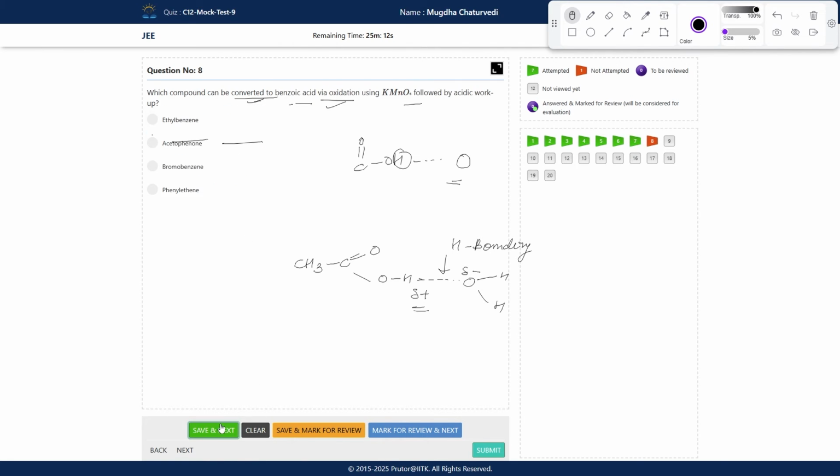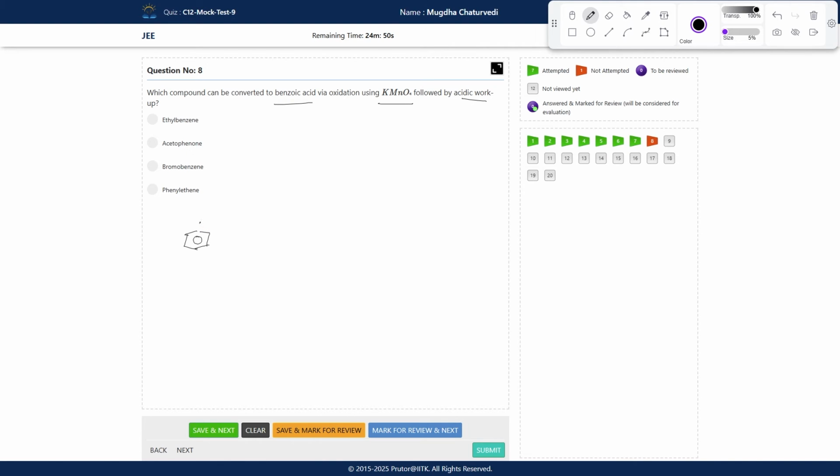Let us see the next question. Now the next question is saying, which compound can be converted to benzoic acid via oxidation using potassium permanganate, followed by acidic workup? If I take ethyl benzene, to this benzene an ethyl group is attached, which is CH2CH3.